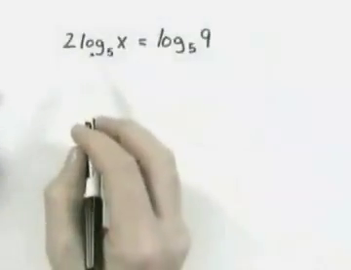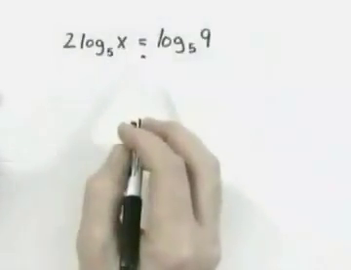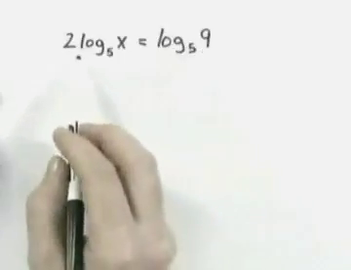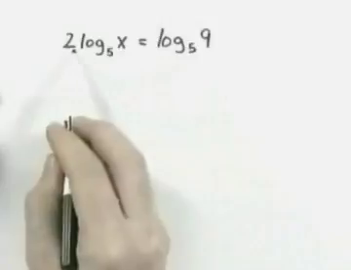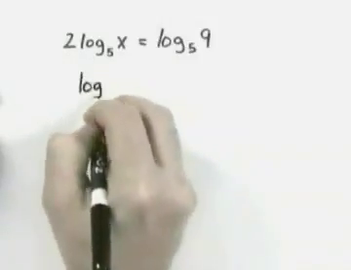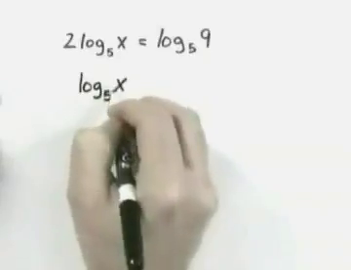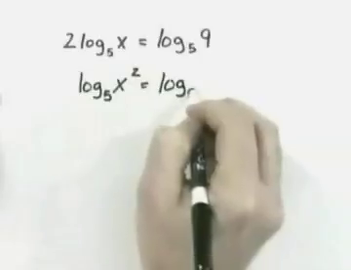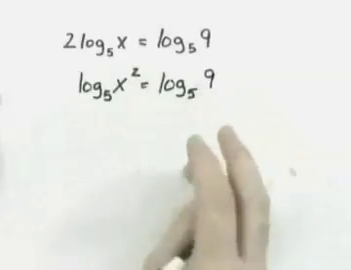Here we have 2 log to the base 5 of x equals log to the base 5 of 9. What we should notice first is that I have a coefficient of 2 in front of the log. What I'm going to do is rewrite this as log to the base 5 of x squared equals log to the base 5 of 9.